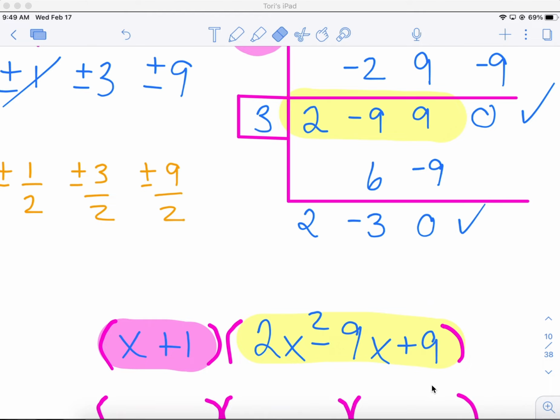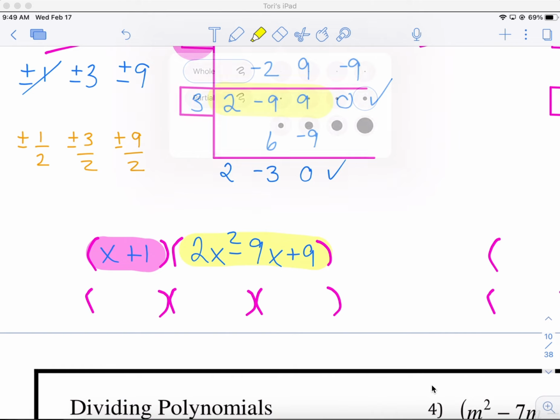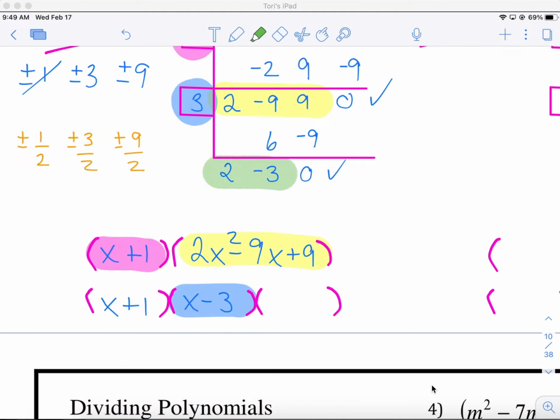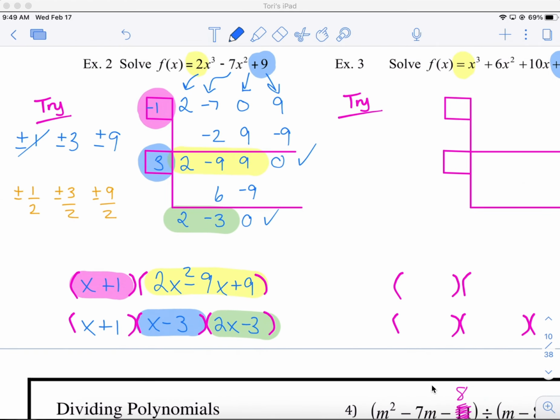All right, so if I follow with some colors again, I knew that 3 worked. So I'm going to write that as x minus 3. Remember, we still have an x plus 1 here. And then this part is going to make my answer. Let's put him in green. So 2x minus 3. All right, that's a fully factored problem. If you need to pause the screen, copy that down, go ahead. Otherwise, we got one more.